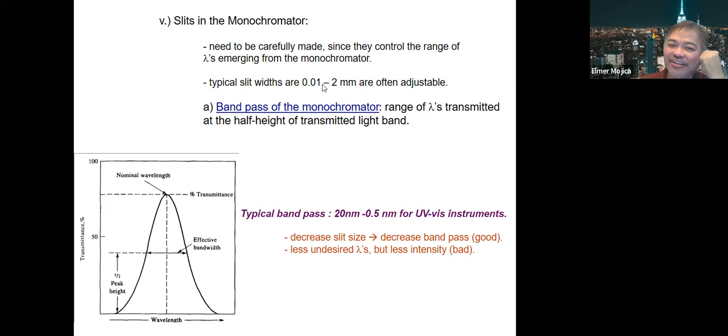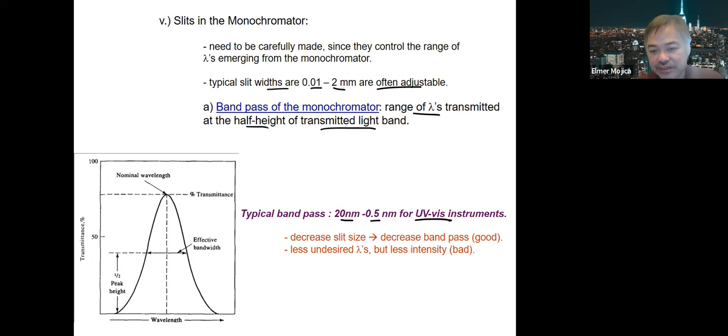Slits in the monochromator need to be carefully made since they control the range of the wavelength emerging from the monochromator. Typical slit widths are 0.01 to 2 millimeters. They're often adjustable. The bandpass of the monochromator is the range of the wavelength transmitted at half height of the transmitted light. Usually the typical bandpass is around 20 to 0.5 nanometers for this instrument. So you want the slit size to decrease so that the bandpass is also decreased.